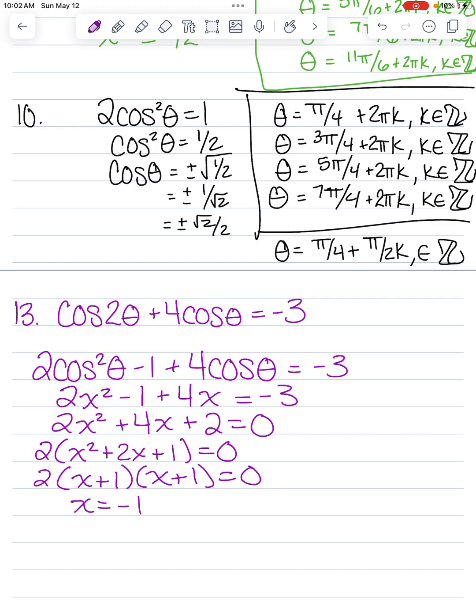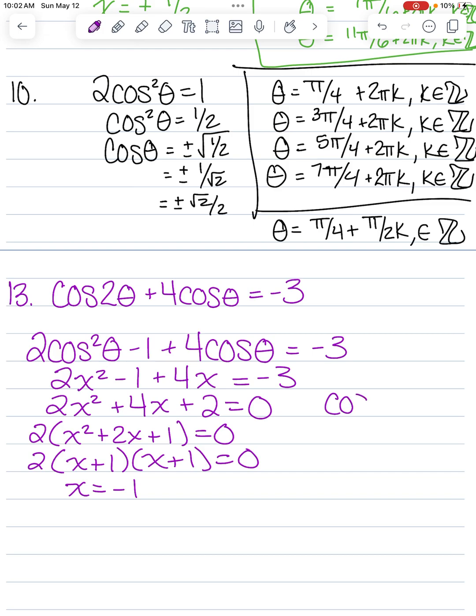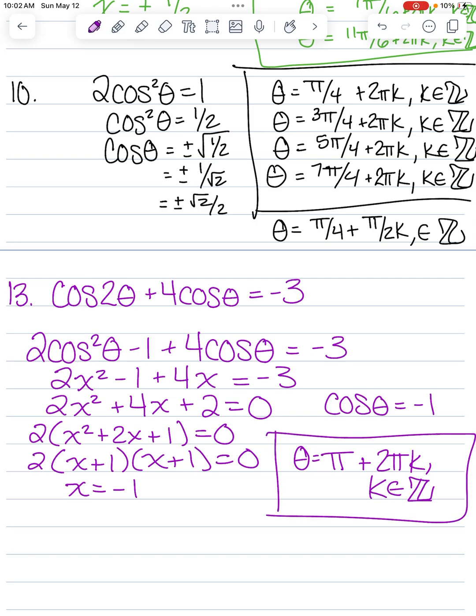Okay, so x is negative 1, except it was never x, it was cosine. And cosine of theta is negative 1 at 180 degrees, or for this one, I'm looking at all theta in radians. So pi, and then don't forget it's pi plus 2 pi k, where k is an integer. Okay, 15 through 18 is the next set.